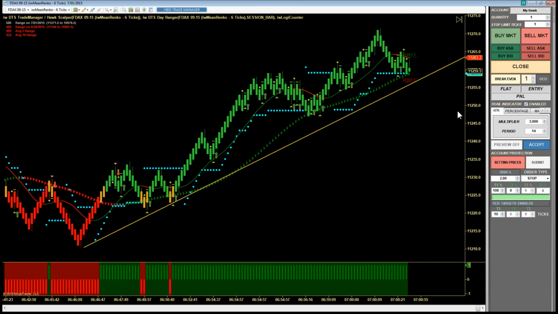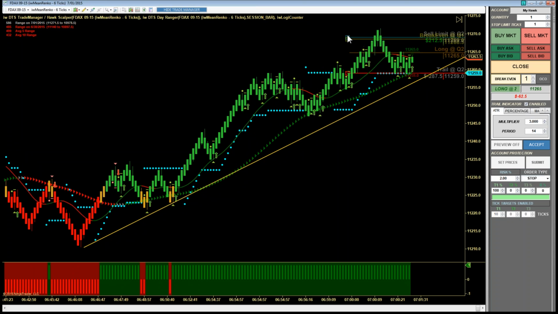The trade manager always protects your position by only allowing you to risk a certain amount. So this is what is appropriate for my account. This is 2% of my account. And you can see at this stage, it's allowing me 2 contracts.